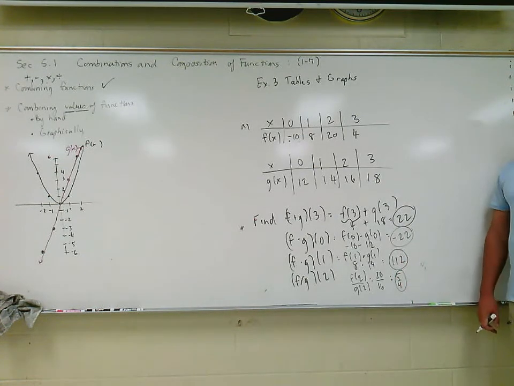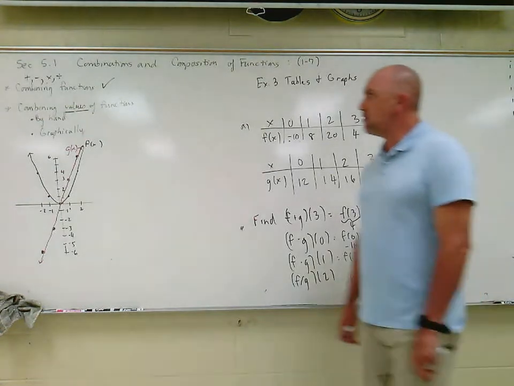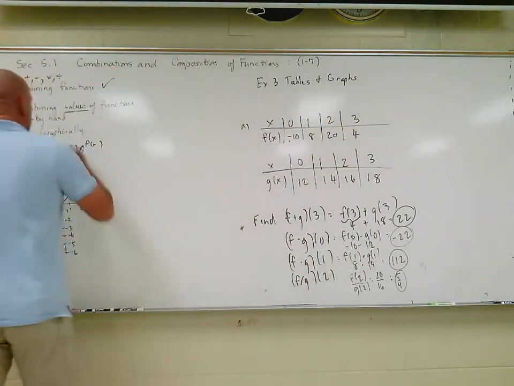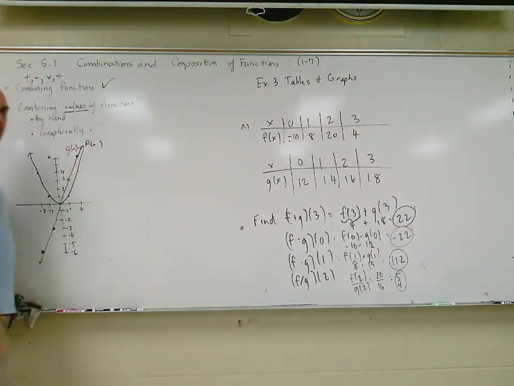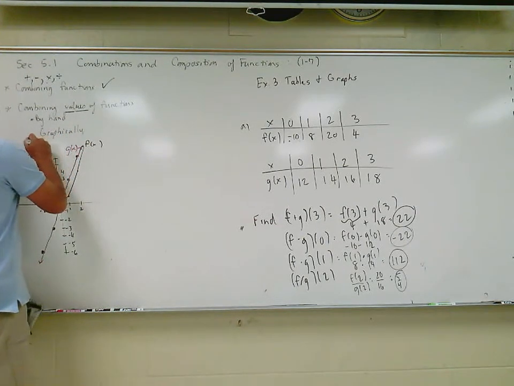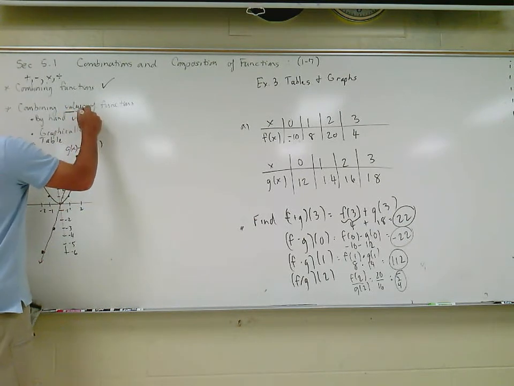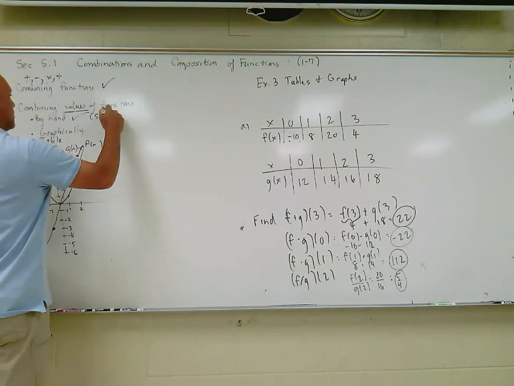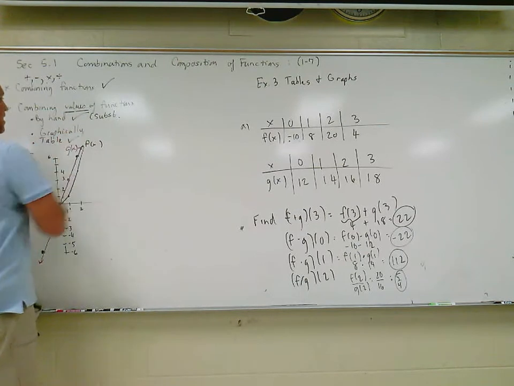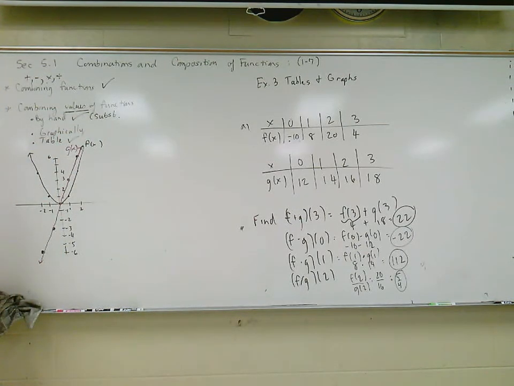Okay, so that is combining values of functions kind of graphically. You're using a table. So this is not really graphically. I need to add a table there. So we did by hand where you substitute. This was substitution that we did before. This was a table. And the last one.